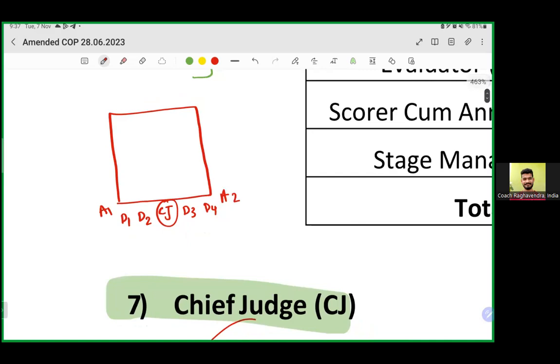If it is a traditional yogasana event, we will not be having artistic judge because there is no artistic movements involved. There is one more difficulty judge called D5. Now, chief judge for all the events will be placed in the center of the judge panel and middle of judge panel and supervising the entire judge panel.